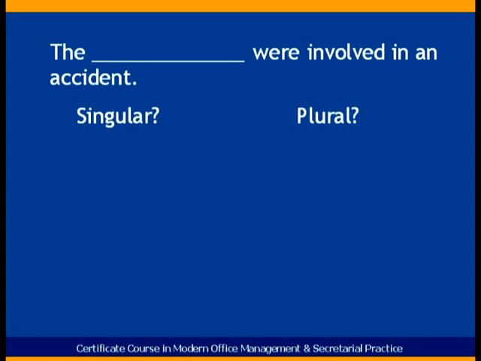Let us try a little exercise to see what you have understood thus far. Look at this sentence. The dash were involved in an accident. Think about the verb in this sentence. Discuss the answer with your partner. Now discuss whether you think the verb indicates that the subject is singular or plural. Discuss the reason why you gave your answer.